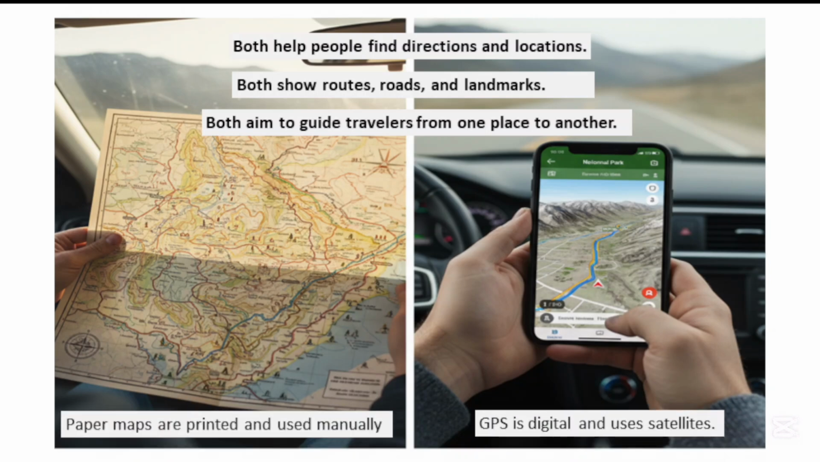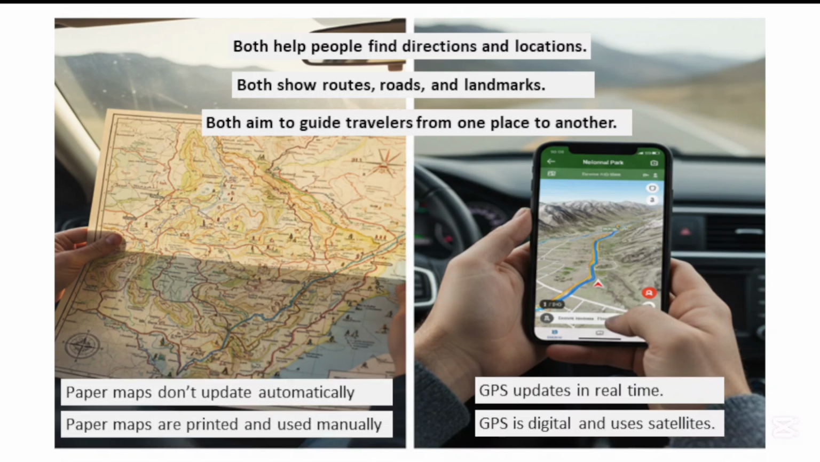Paper maps are printed and used manually. GPS is digital and uses satellites. The second difference between those two is paper maps don't update automatically. If you print a paper map in 2020, any changes in the map, any new buildings are not going to be shown. GPS, however, updates in real time. You can see any updates, any changes that have occurred in real time.